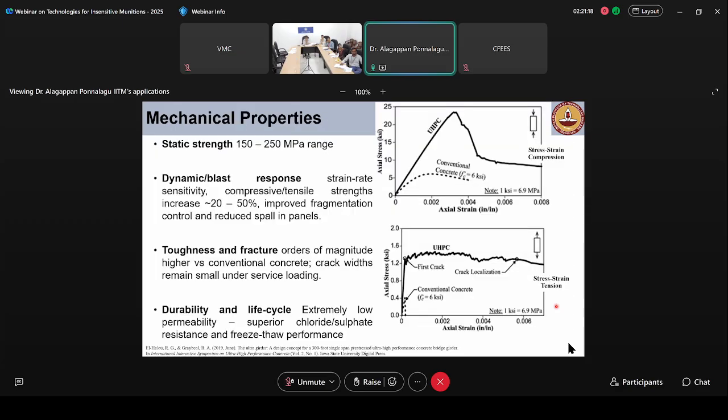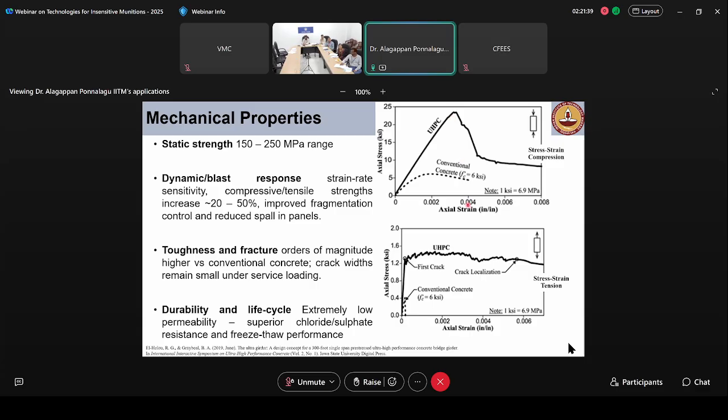Why it is much more popular when it comes to our application is about the properties. You can see here the comparison between conventional concrete, which is the dotted one, versus the solid one, which is the ultra high performance concrete. The top one is for compression and tension. Here we can clearly see how much better it performs in the overall strength of the concrete.